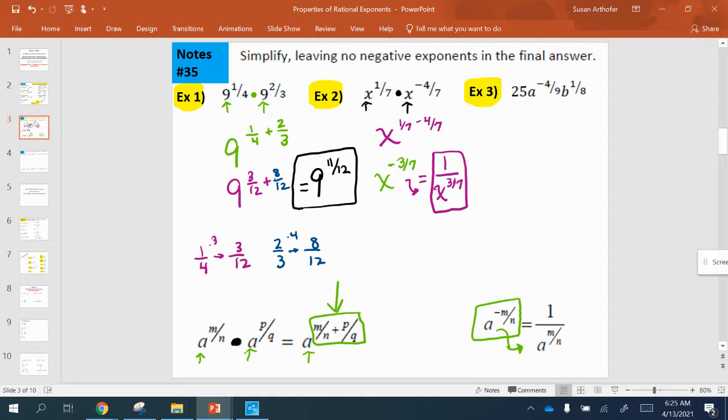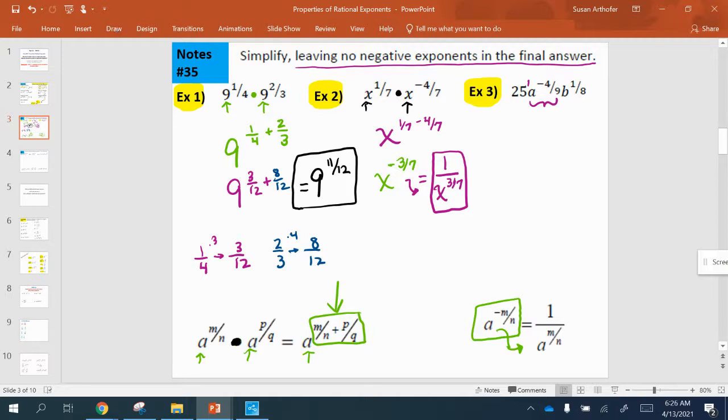Okay, if we look at the next problem on example 3, remember 25 has a hidden exponent of 1. So if you don't see an exponent visually, you have to fill in the hidden 1. This problem says leave no negative exponents in the final answer, so it is just asking you to deal with this a to the -4/9. Everything else is fine.